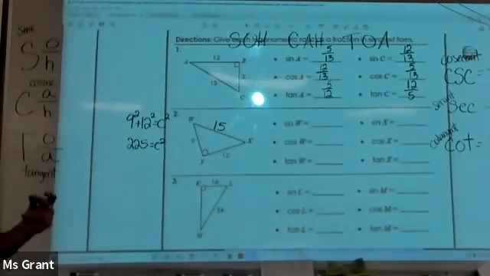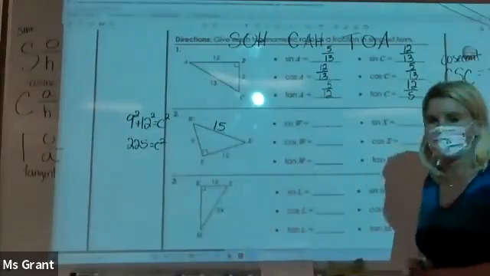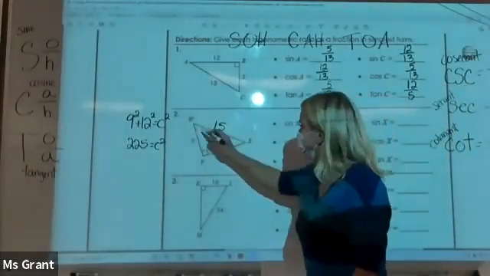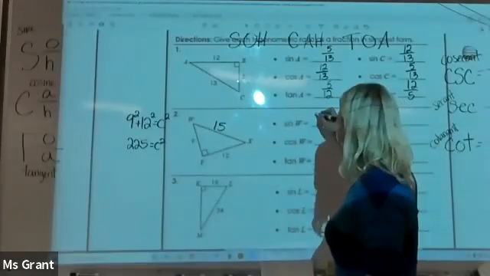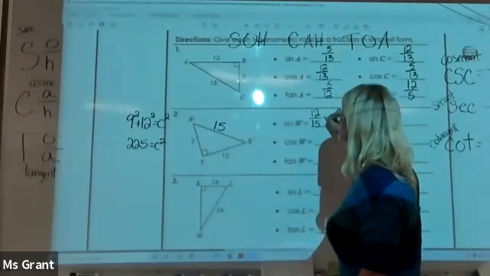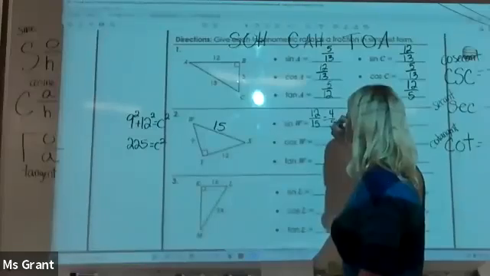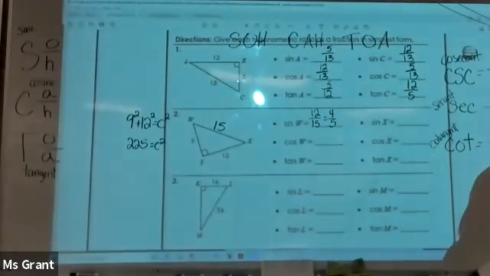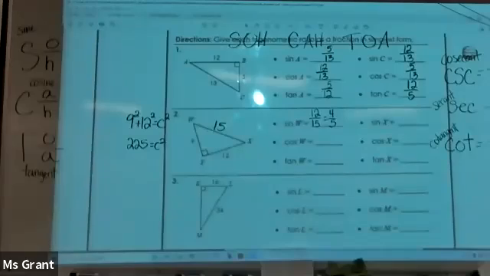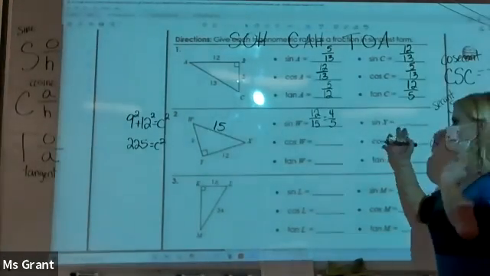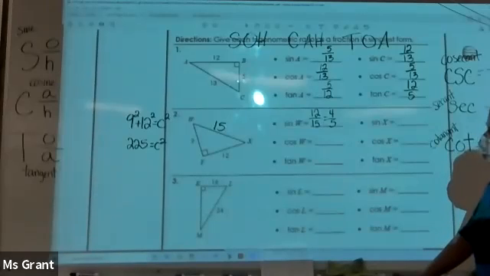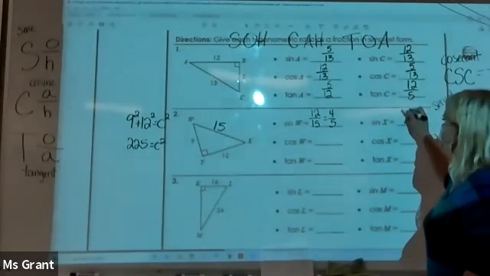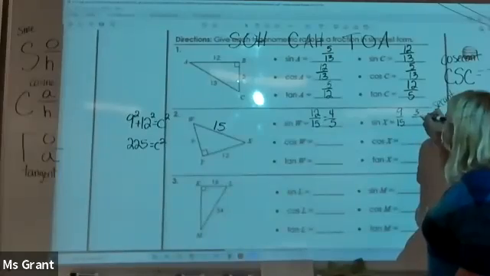Okay, practicing. Ready? Sine, W, opposite over hypotenuse. 12 over 15. Always reduce. 4/5. Yeah. Sine of x. Opposite over hypotenuse, 9 over 15. 3/5.